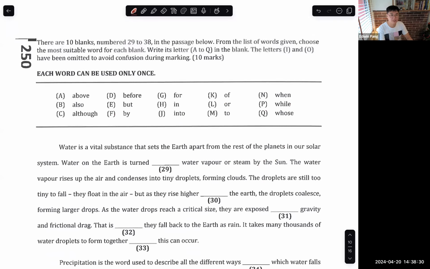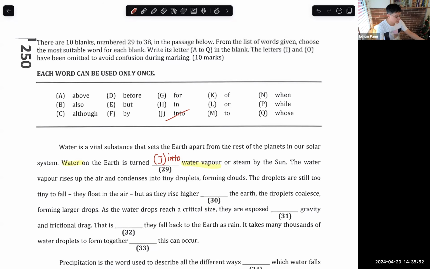Okay, so remember for this section, I want you to write down the answers together with the alphabet. Don't just write the alphabet. That's a bad habit. And remember to cancel out when you finish using something, okay? So water on the earth is turned into water vapor, right? By the sun, okay, into water vapor. Water becomes water vapor, right? So there's a transformation of it, okay, into water vapor.